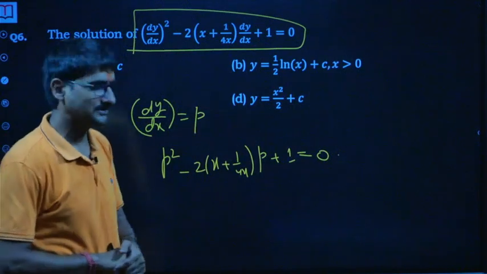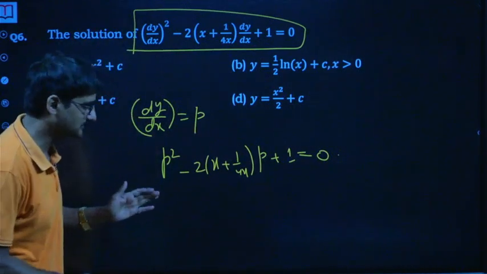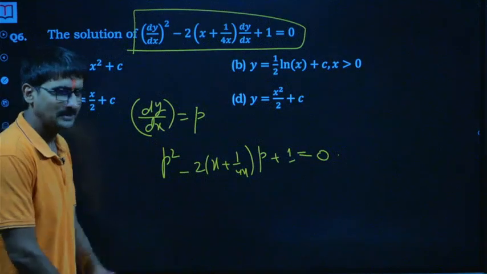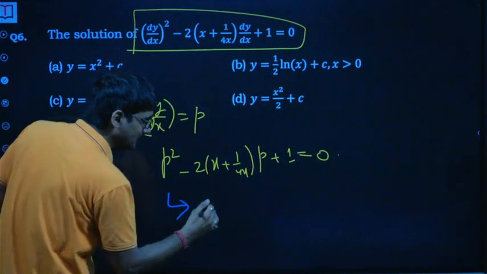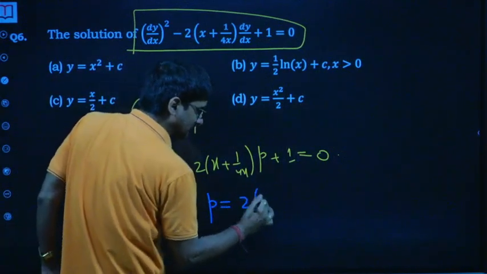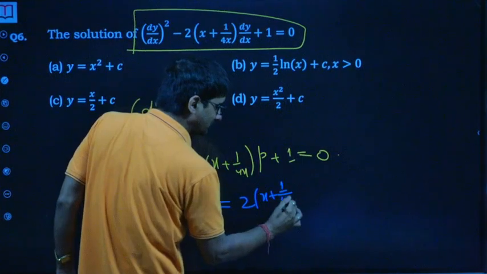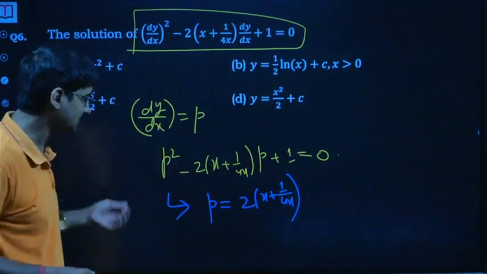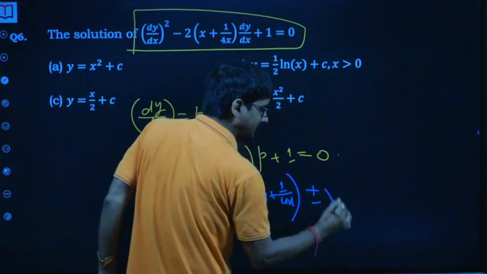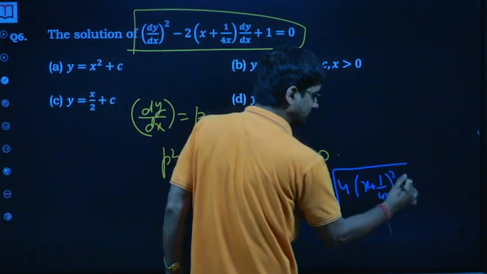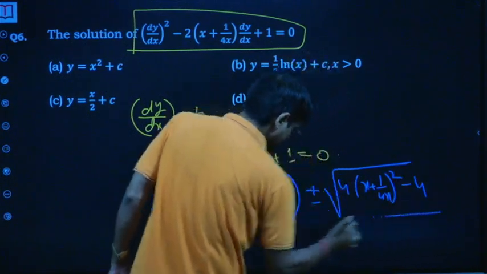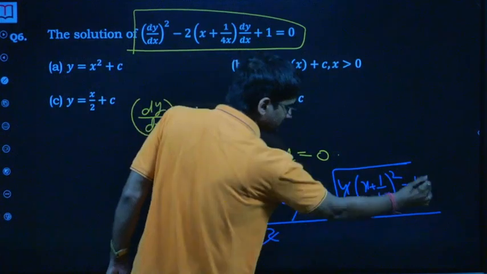I mean, applying the Shridhar-Acharya formula. Okay, applying the Shridhar-Acharya formula, I thought about using this formula. So p is 2 times x plus 1 by 4x, so it's like minus b plus minus under root of 4 times x plus 1 by 4x whole square minus 4, upon 2. So 2 gone.